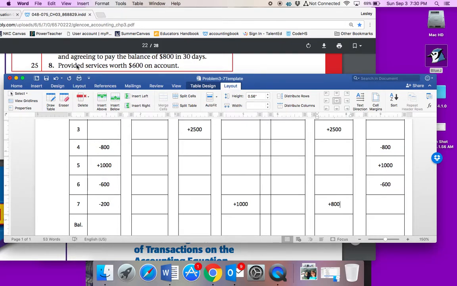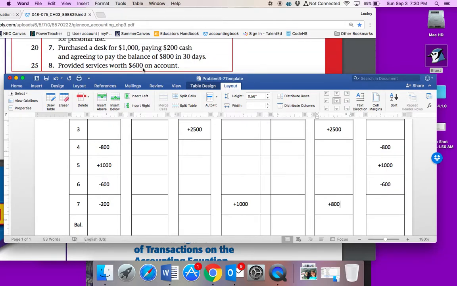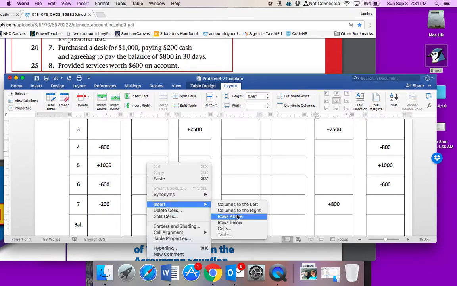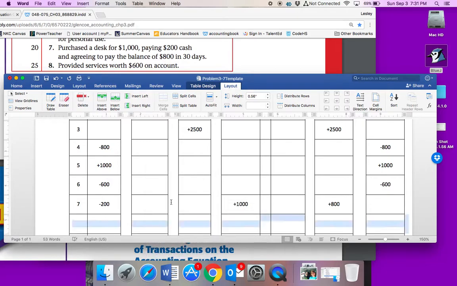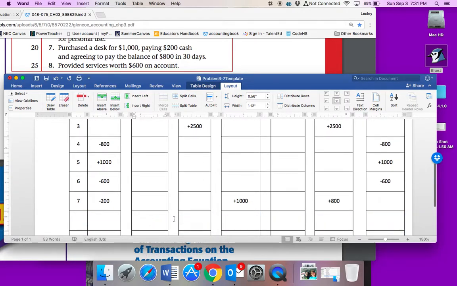Okay, so again, we provided services worth 600 on account. So again, we're talking about either accounts receivable or accounts payable. Since this is something that we provided for somebody, so somebody owes us money, we're going to receive it. Whoops, and I need another row here. Insert row below. Okay, there we go. Then that means we're going to increase accounts receivable. So that's this column right here. So I'm going to put 600 here. And since it's for services, that's our revenue. So I'm going to increase this by 600 here.